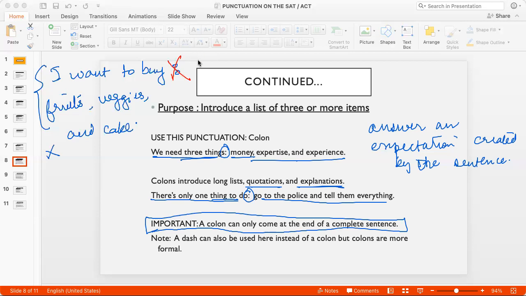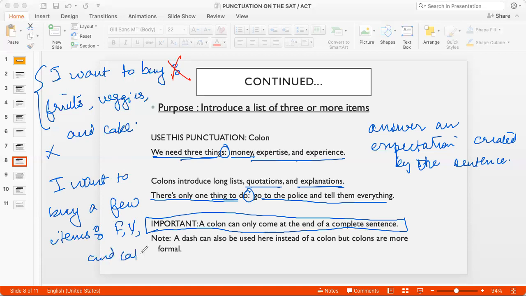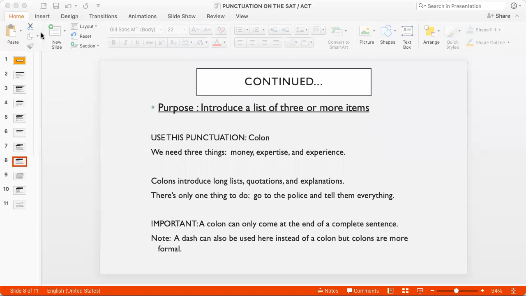If I wanted to put a colon in this sentence, I would have to say something like this. I want to buy a few items: fruits, veggies, and cake. This is fine because I want to buy a few items is a complete sentence. And so a colon there makes sense. So this is fine. This is a very important rule, right? I can't stress enough. So please remember this.